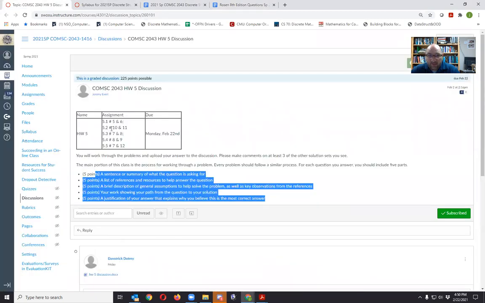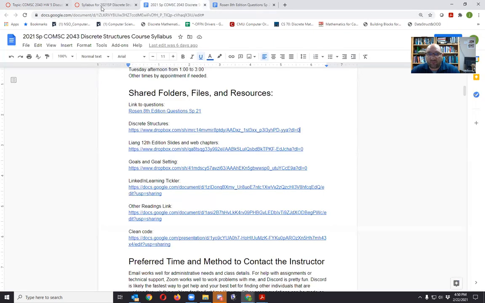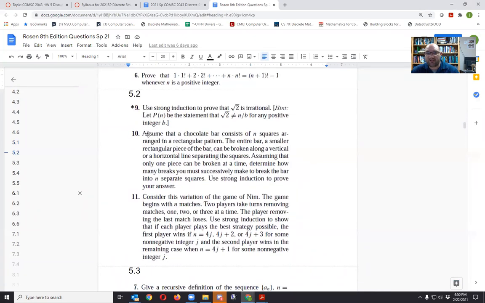Okay, let's move on to 5.2, problems 10 and 11. So 5.2, 10. It says, assume that a chocolate bar consists of n squares arranged in a rectangular pattern. The entire bar, or a smaller rectangular piece of the bar, can be broken along vertical and horizontal lines separating squares. Assume that only one piece can be broken at a time. Determine how many breaks you must successively make to break the bar into n separate squares. Use strong induction to prove your answer.